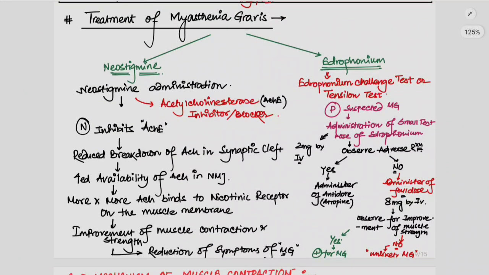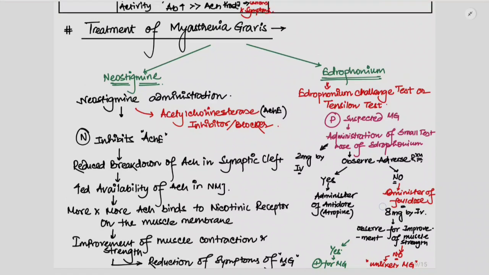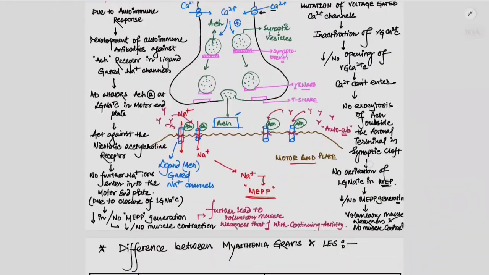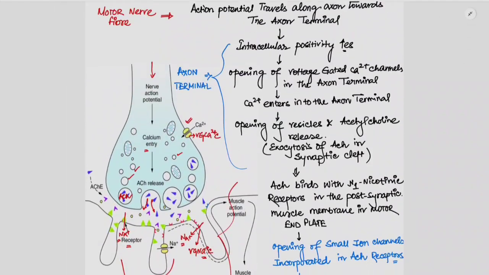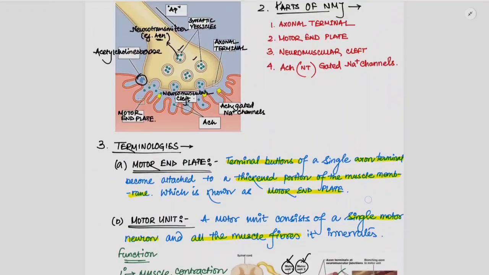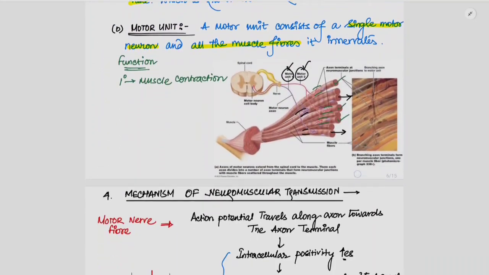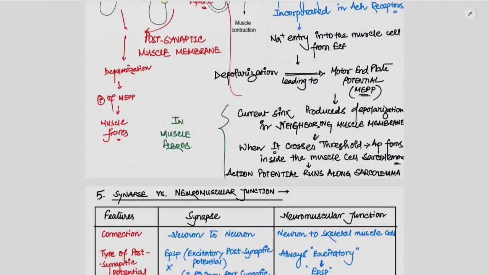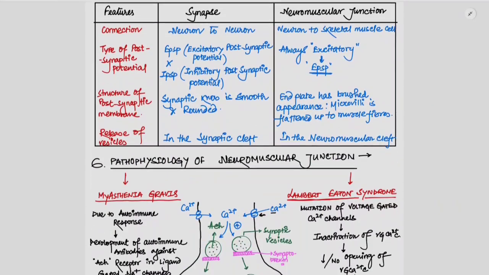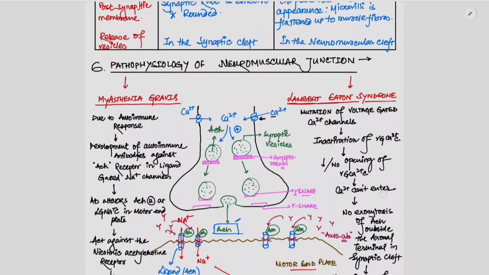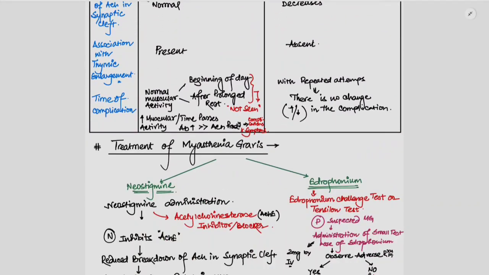So two drugs are important in myasthenia gravis: neostigmine, where we see the main mechanism of action, and edrophonium, where we see the diagnostic test, the edrophonium challenge test or Tensilon test. So that is for the neuromuscular junction topic. It is a very important topic conceptually, and a question regularly comes in the exam, so you have to understand the concept thoroughly. There are terminologies, the concept of neuromuscular transmission, differences between synapse and neuromuscular junction, pathophysiology including myasthenia gravis and Lambert-Eaton syndrome, and lastly the treatment of myasthenia gravis.